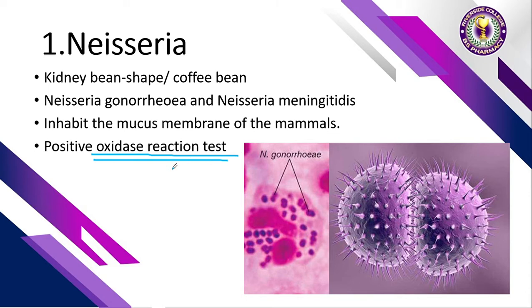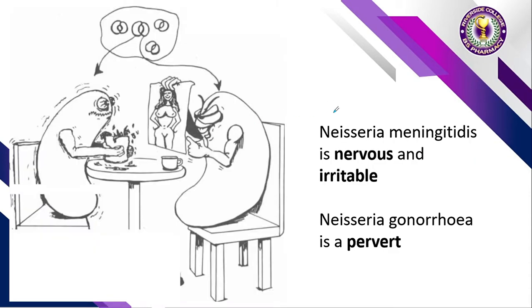And gonorrhea and meningitis. So here we have Neisseria meningitis is nervous and irritable. As you can see here, two friends are eating in a balcony, having their breakfast. It is nervous and irritable because it infects the nervous system, irritates the nervous tissues. While Neisseria gonorrhea is a pervert, as you can see, this one has a poster with a naked woman in it.